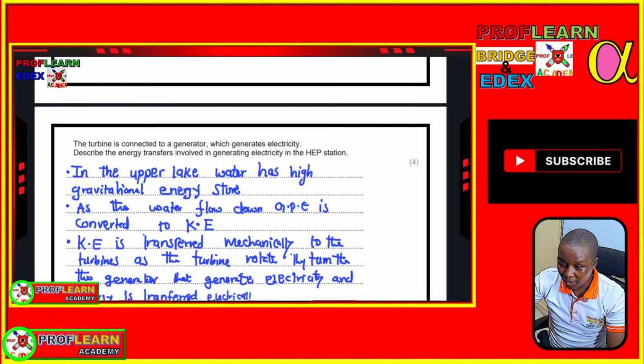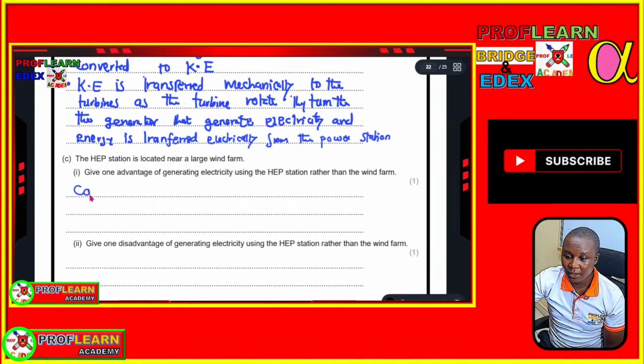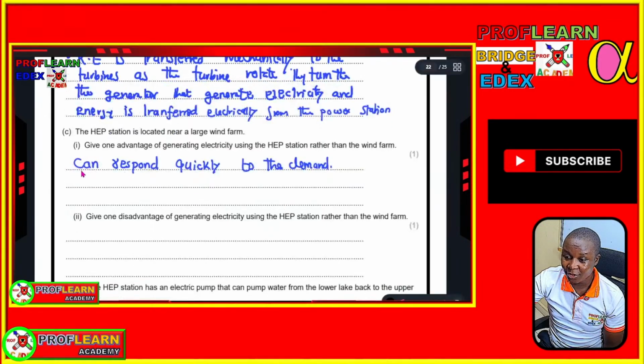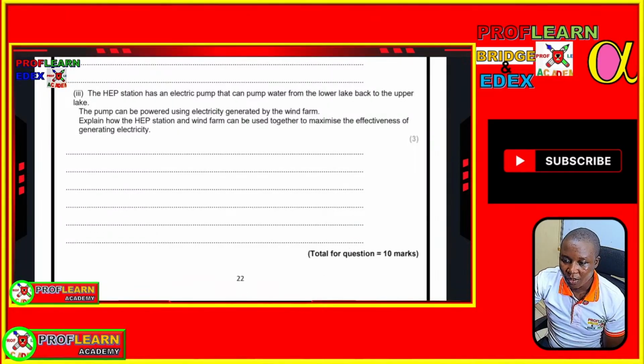Right, so I can see we are almost coming to the end of this particular paper. What's the next part? Give one advantage of using a hydroelectric power station: they can meet the rising demand of electricity. They don't contribute to global warming, and they don't contribute to acid rain. The disadvantage is that they require large capital, and they need a large area to be flooded. So there is also a comparison with wind energy.